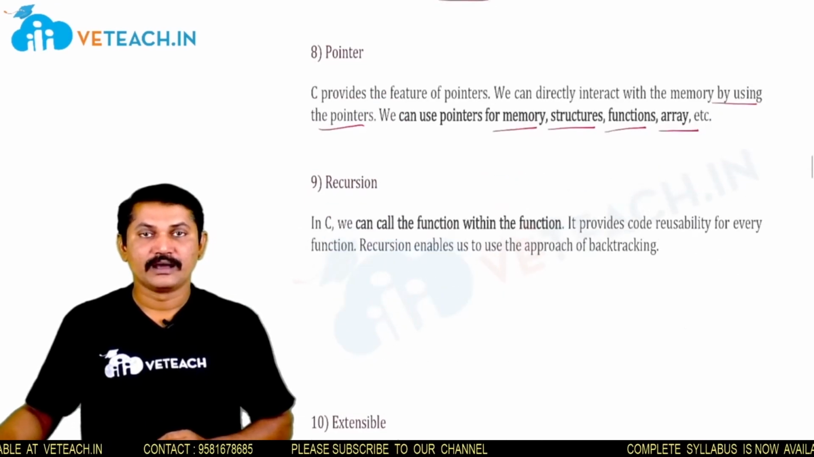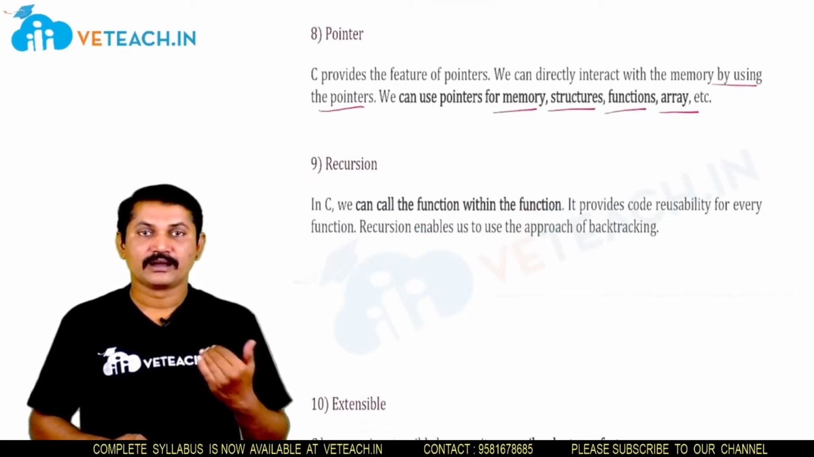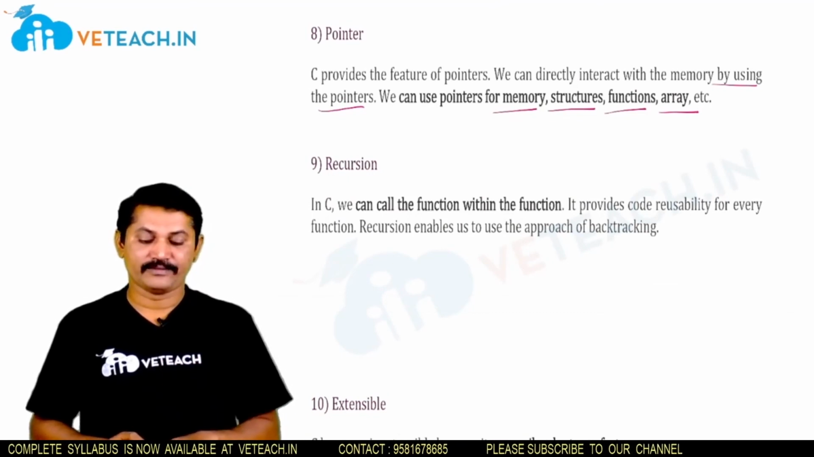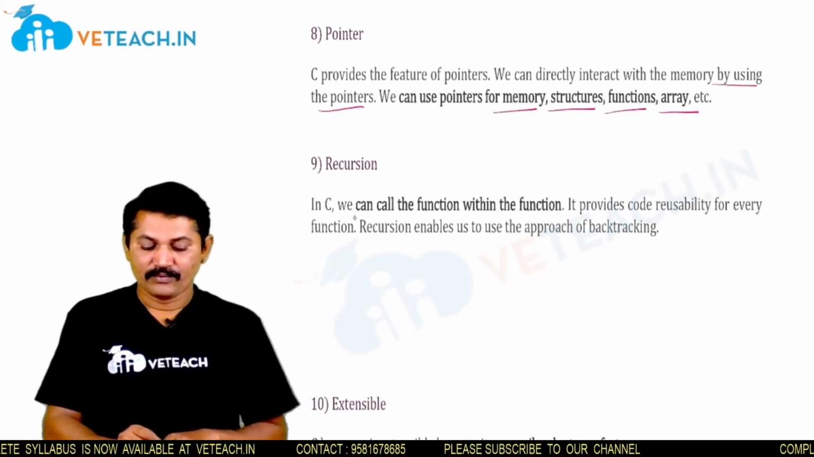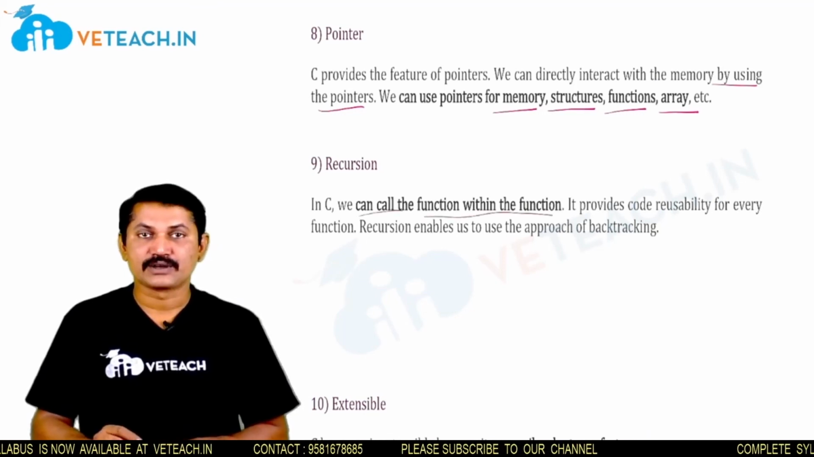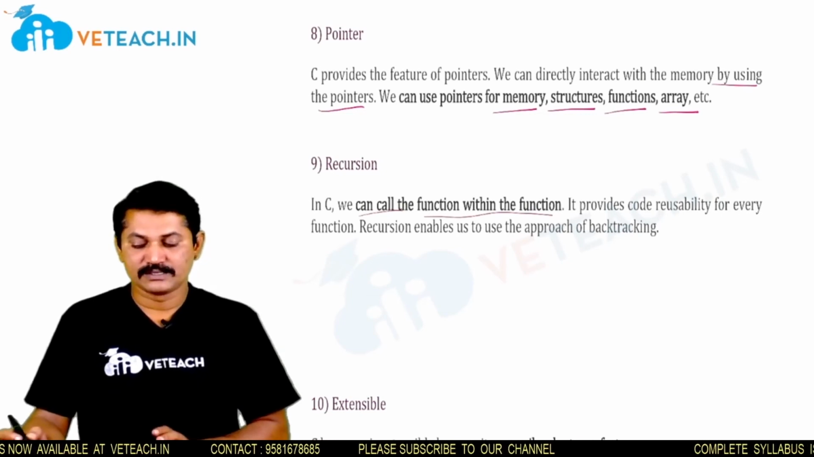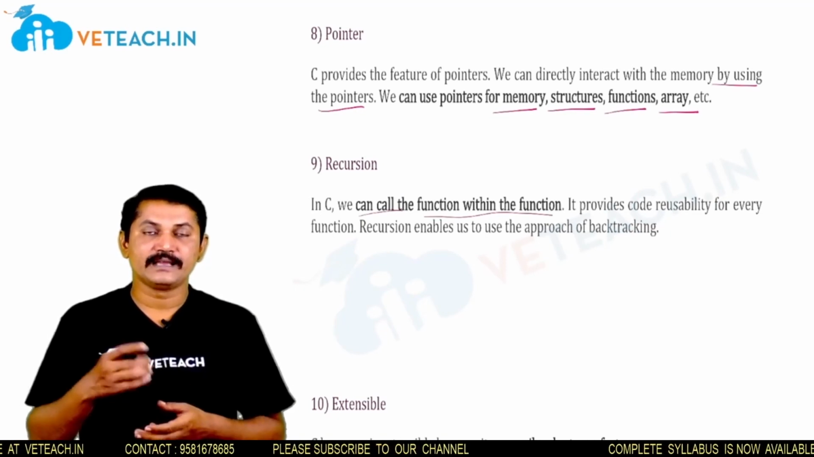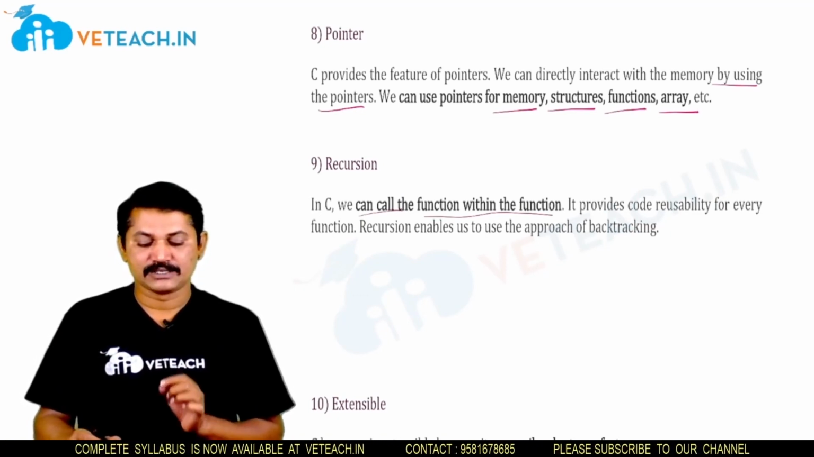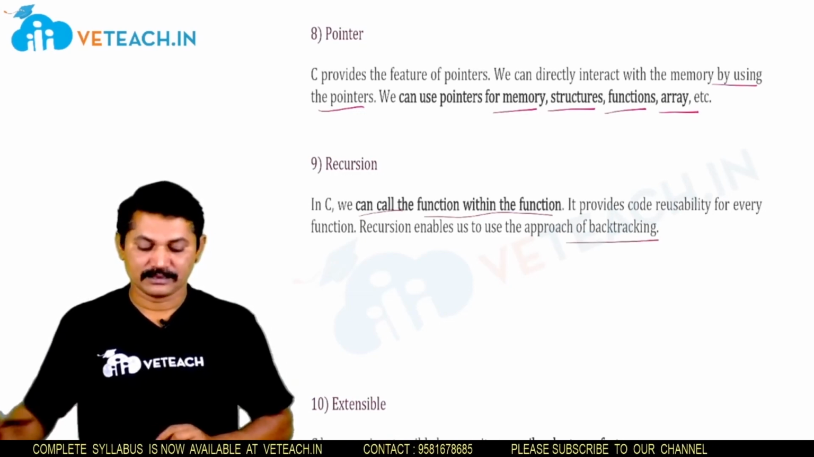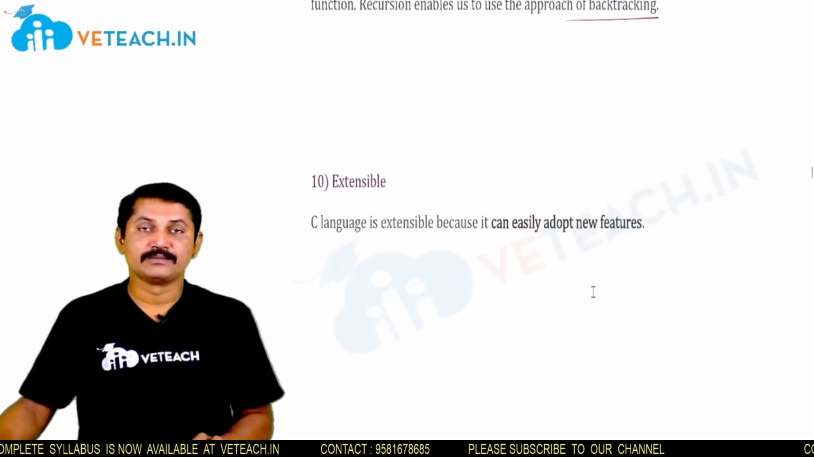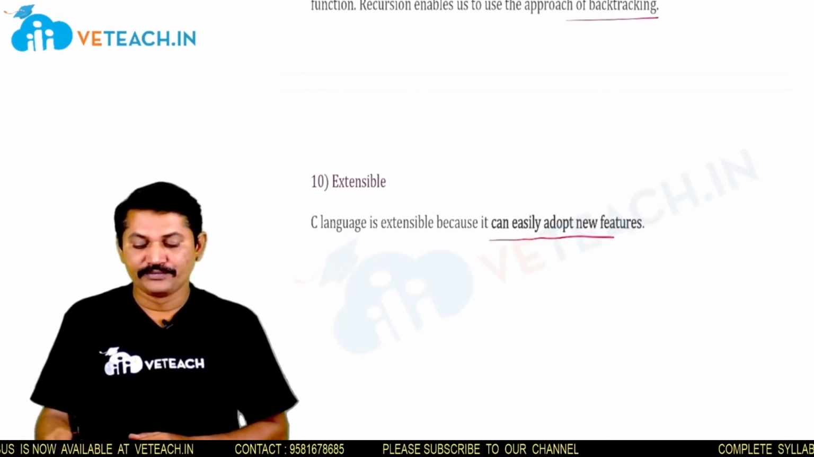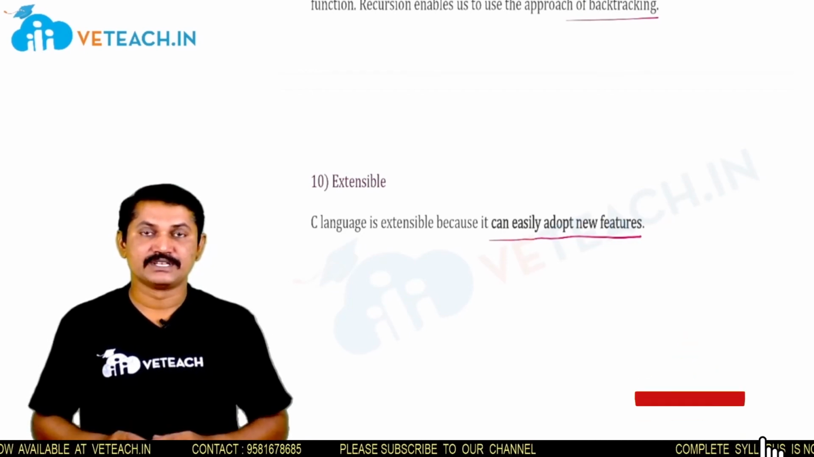The next one is recursion. Recursion is calling a particular function within itself. We can call the function within the function, and that is called recursion. It provides code reusability for every function. That means we can reuse the code which is defined in the function itself. Recursion enables us to use the approach of backtracking. The next one, extensible. C language is extensible because it can easily adopt the new features that exist in the present generation.